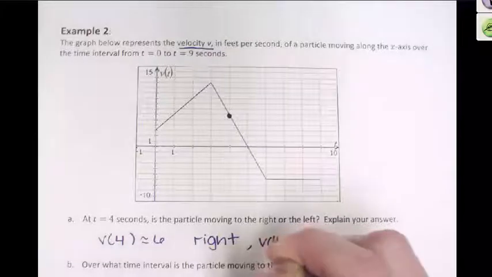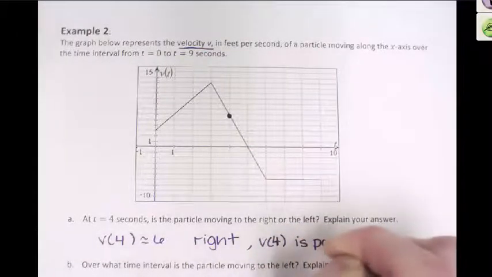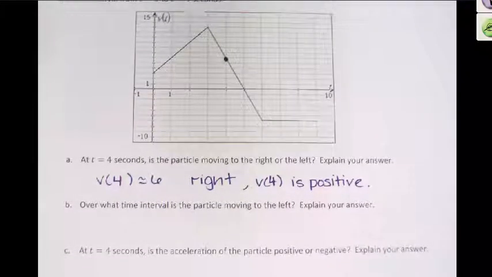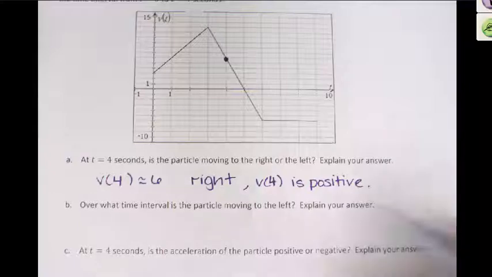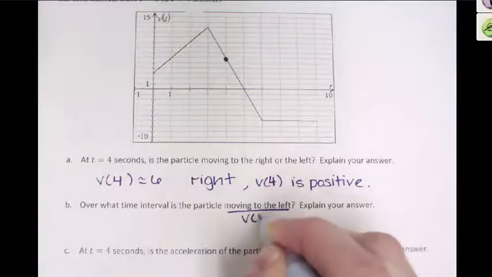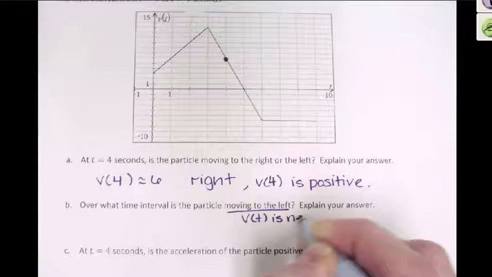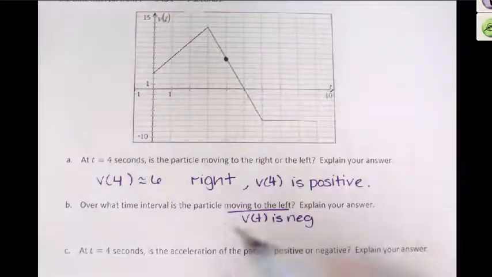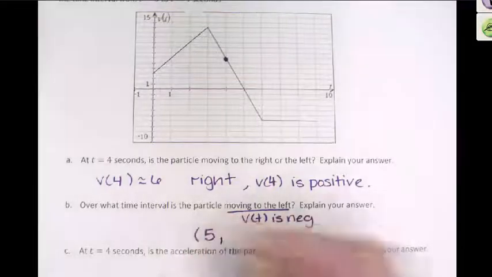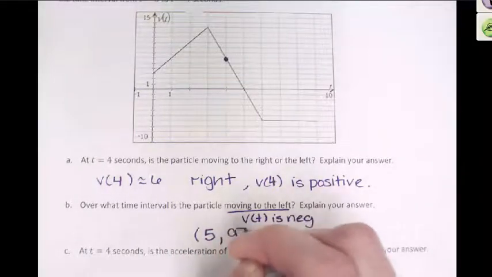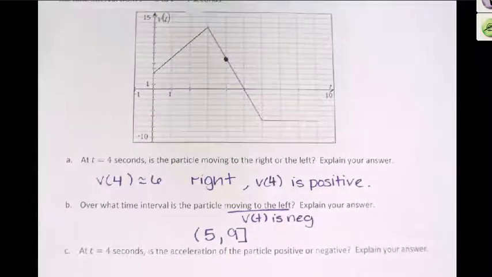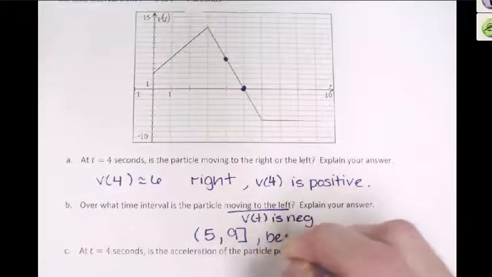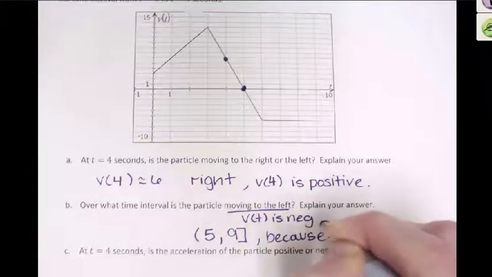V of 4 is positive. Okay? Over what time interval is the particle moving to the left? So you're going to move to the left where the velocity is negative. According to this graph, our velocity is negative from 5 to 9. So 5 is actually 0, so I'm going to leave that as an open bracket, and then 9 is a negative number, so I'm going to close it. So I'm moving left from 5 to 9 because velocity is negative. Okay?